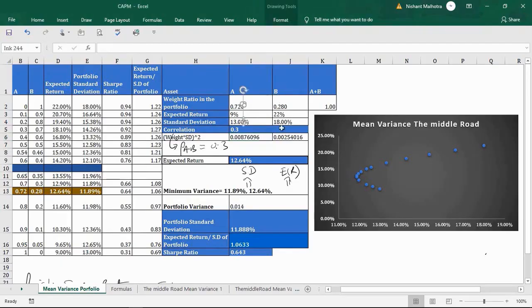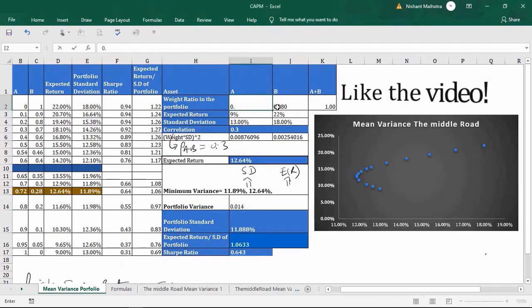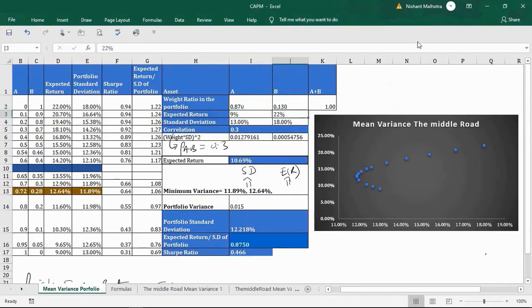I want to change the portfolio to 1. So I could put this as 0.87, which is 87% in this particular portfolio. It means 13% is in portfolio B. So we see how the expected return has changed, and how the portfolio standard deviation has changed. The standard deviation is 11.89. Look at this, the standard deviation is 11.89, and this is the expected return.